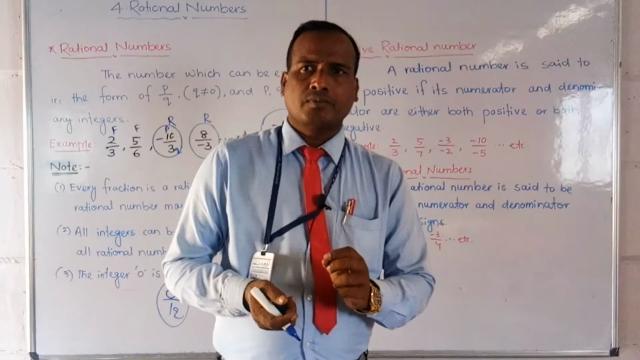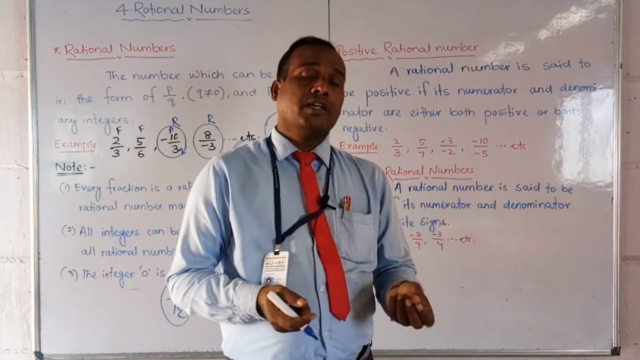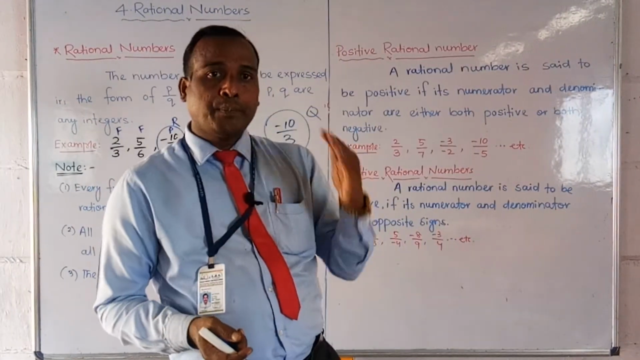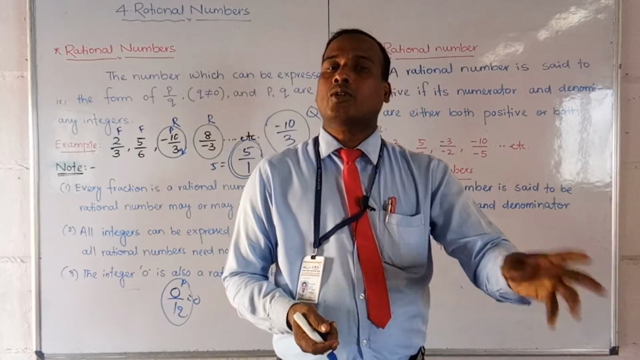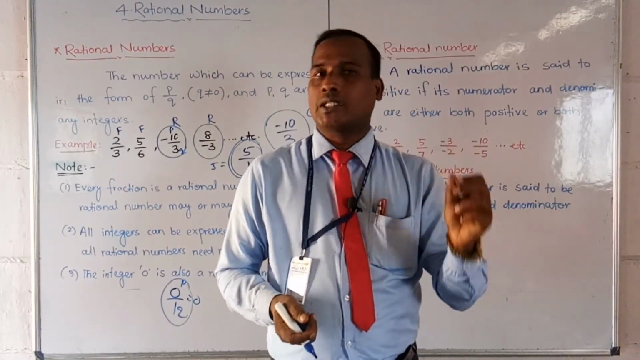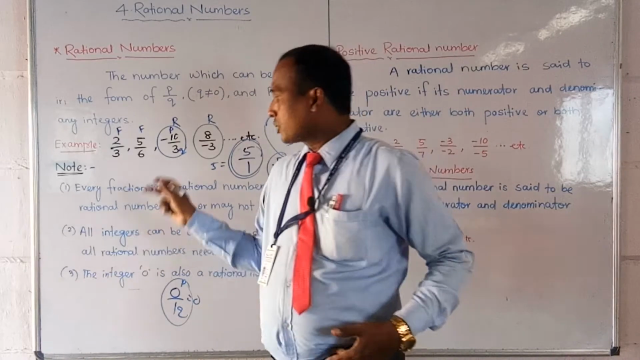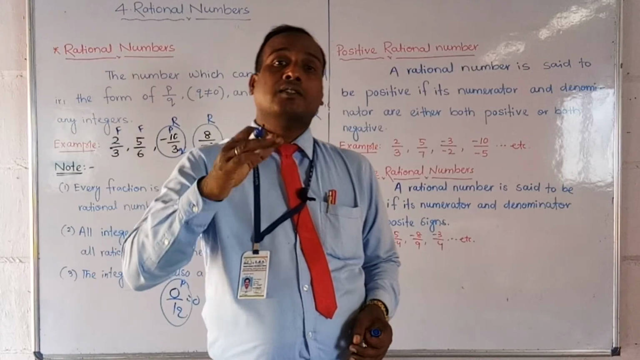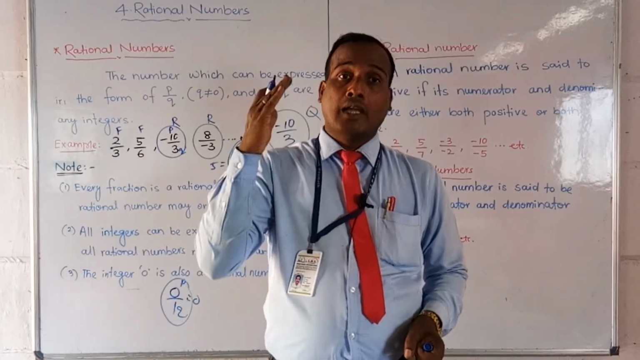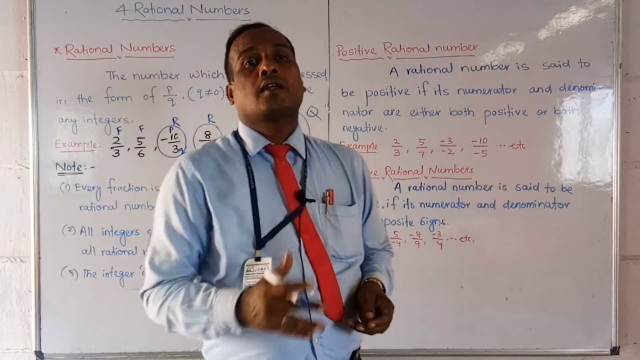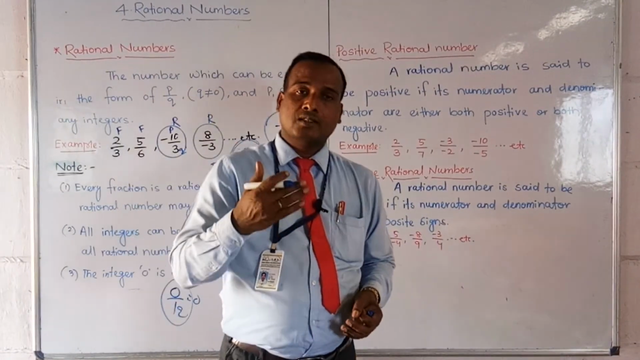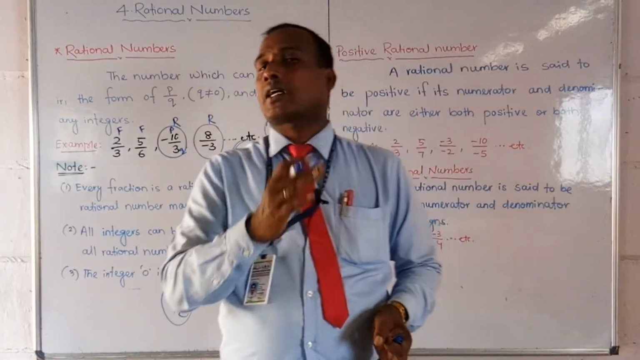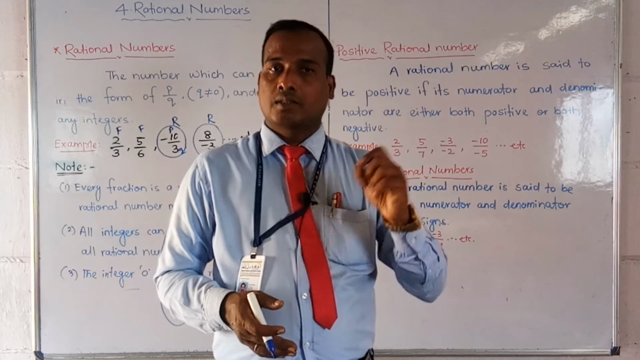First of all, what is a rational number? When a number can be expressed in the form of p by q, where q should not be 0 and p and q are integers, then we call it a rational number. Remember the condition given in the notes. Every fraction can be expressed as a rational number, but every rational number need not be a fraction.